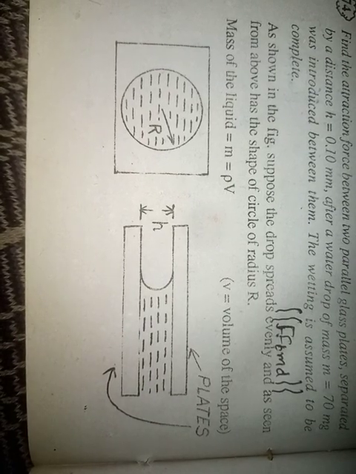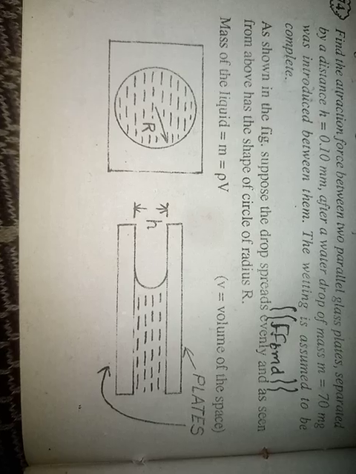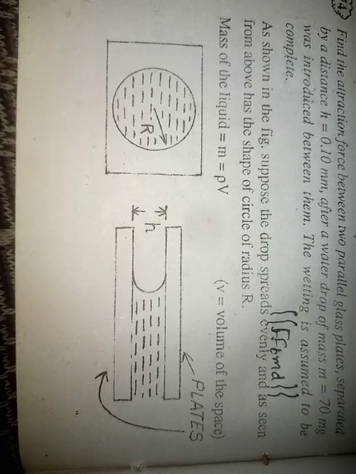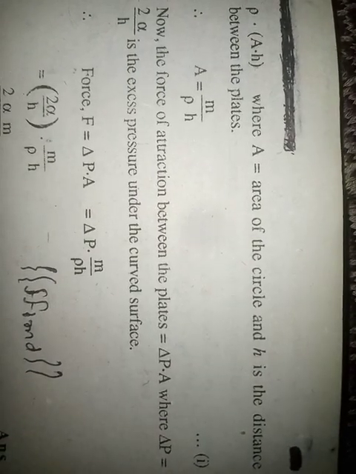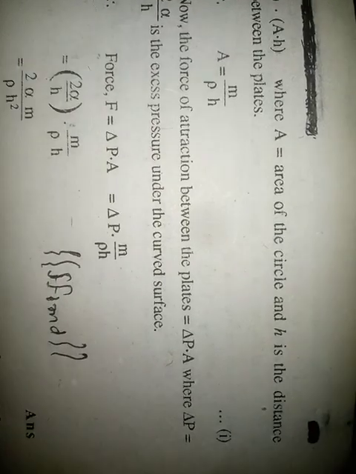Mass of liquid m equals rho into V, where V is the volume of the space, equals A into h, where A is the area of the circle and h is the distance between the plates. This implies A equals m by rho h.